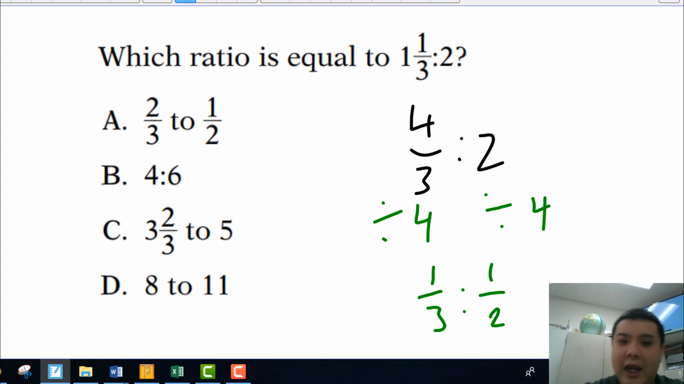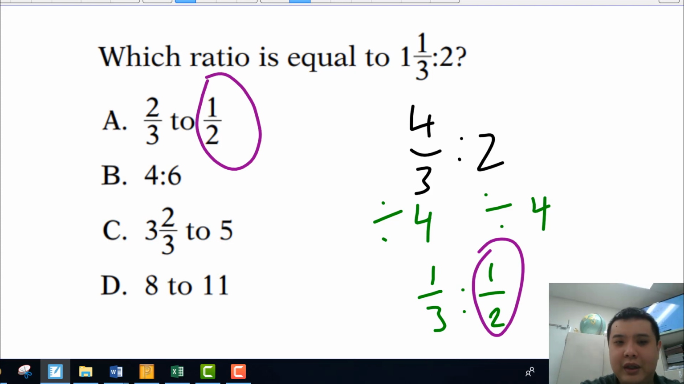Okay. Which is not A. A is not the same thing. We have one of the parts the same right here. This 1/2 is the same, but the 2/3 is not the same. So therefore, A is not the correct answer. Okay. Let's try a different one.